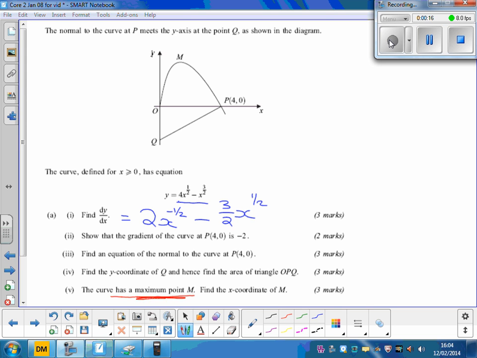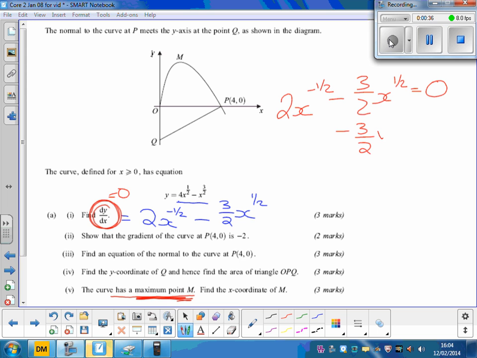Maximum points. Core 1, the maximum point is when dy by dx equals 0. And so all we've got to do is write 2x to the power of minus a half minus 3 over 2 x to the power of a half equals 0. Now I know that looks horrible, so let's try and think about what it means.